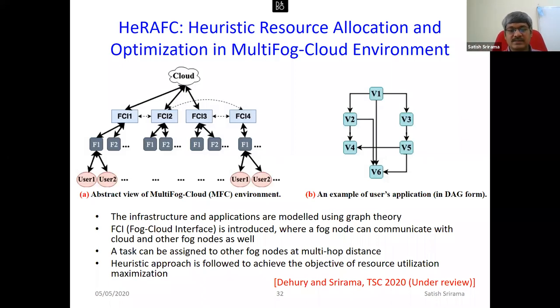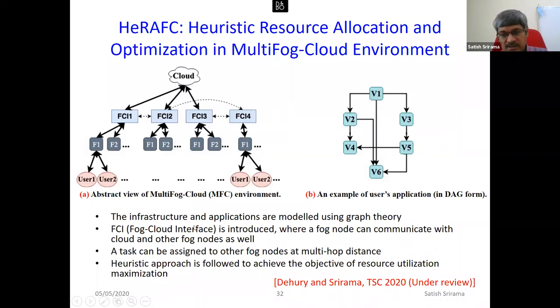You can design both the user application and the infrastructure using graph theory. In graph theory, process executions and workflow executions, there are a lot of works which deal with these things. The tasks are to be mapped as a workflow where, for example, B2 can only be executed after B1. And if such workflows are to be executed on these fog setups, how to deal with this?